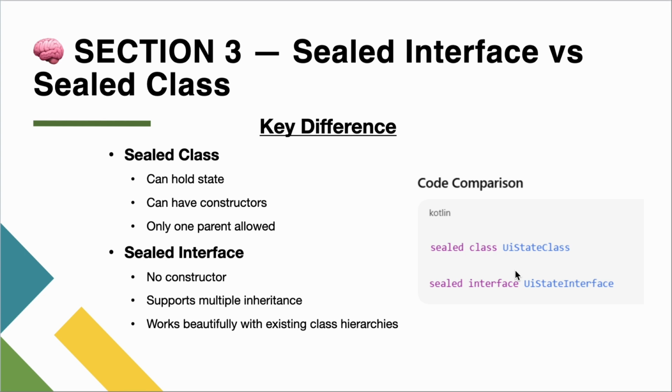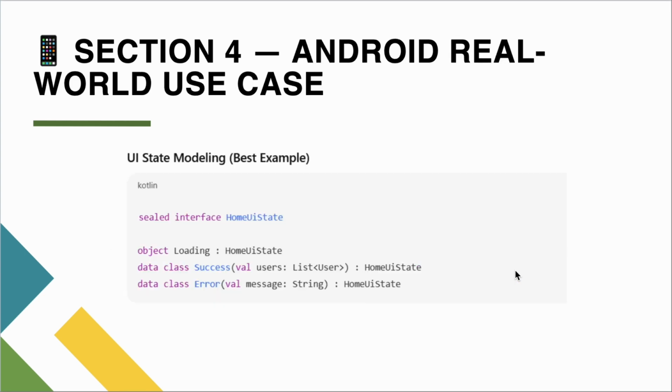Okay. So slide 6 says the another one, section 4, Android, a real world use case. So this example I've used in the before slide as well, where a sealed interface has three different categories. Two of them are of type data class. The other one is object class, which basically can be used for hiding and showing the progress bar. And one is success, which takes list of user type. Other one takes message of string type.